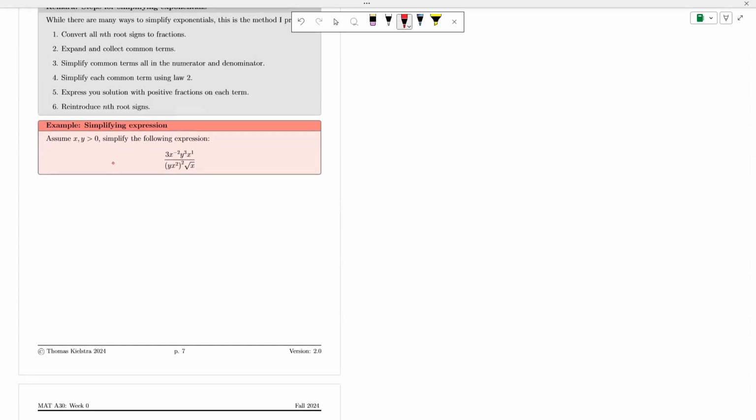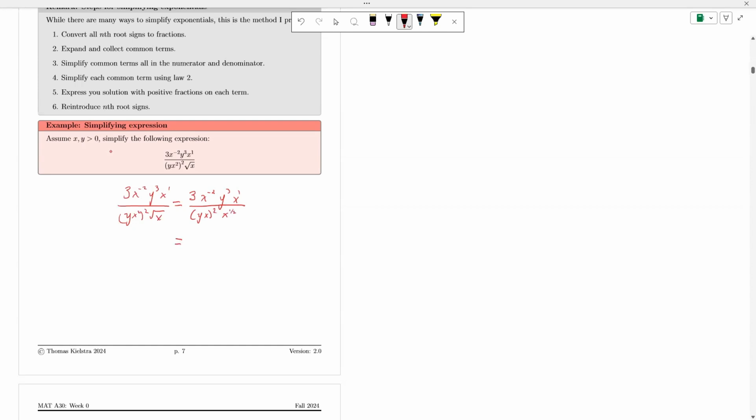So let's take a look at this example. We're going to assume that x and y are greater than 0, and we're going to simplify this expression. The first thing that I'm going to do is take 3x to the minus 2, y to the 3, x to the 1 over yx squared, root x, and get rid of all the root signs. So here it's not so bad: 3, x to the minus 2, y to the 3, x to the 1 over yx squared, x to the 1/2.